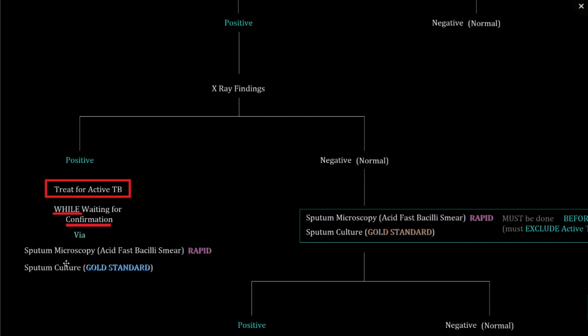The gold standard, the most important one, is the sputum culture, okay. It's going to take about 3 to 6 weeks to get the results, okay. You know, mycobacteria grow slowly in their cultures, so it takes a while. That is why you are going to start the antibiotic regimen immediately. You will not wait for the confirmation, okay. While waiting, you are going to treat them for active TB.